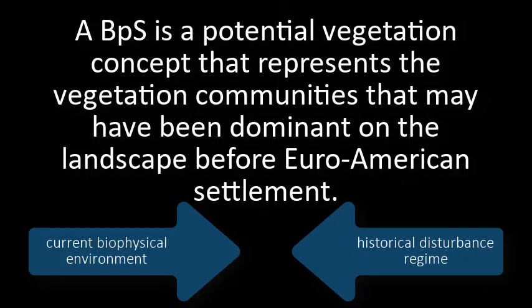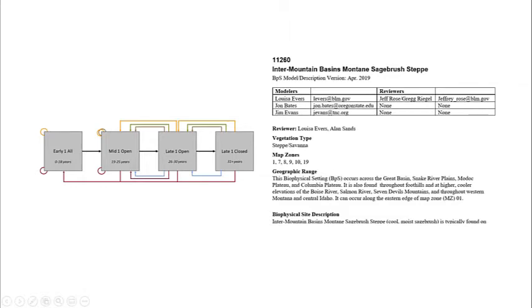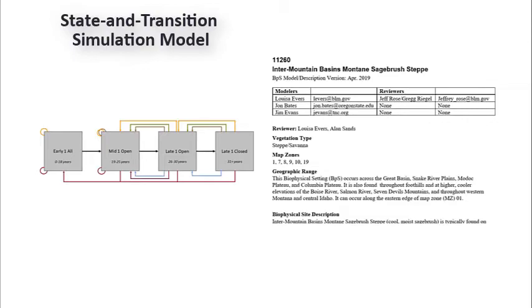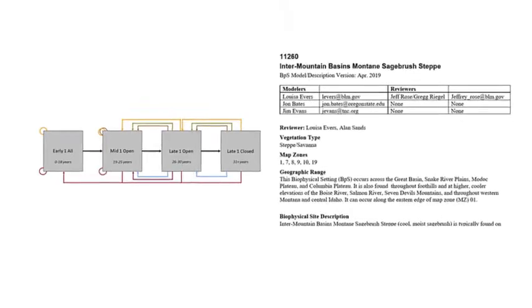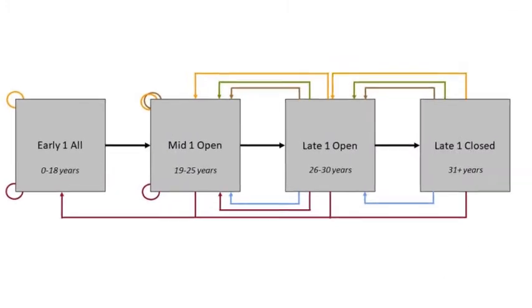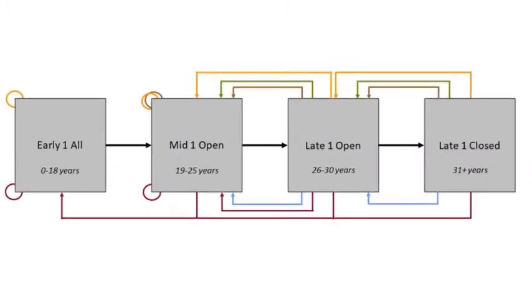When we at LANDFIRE say BPS model, we really mean two things: a state in transition simulation model and an accompanying description document. Let's start with the model. We use state in transition simulation models to describe the growth and disturbance dynamics of ecosystems. As the name suggests, each model is comprised of states and transitions.